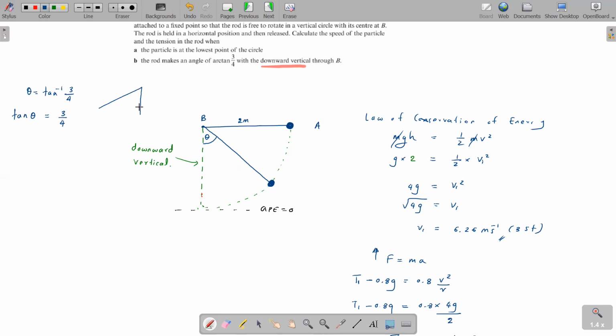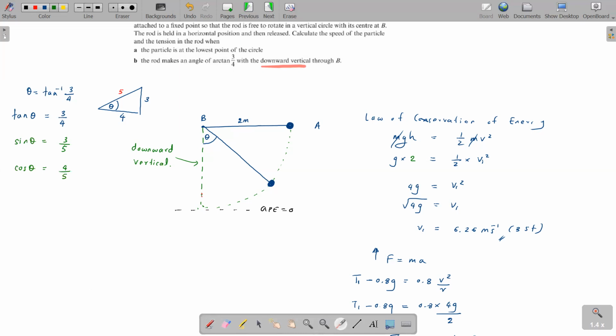So using this information, you can find sine theta and cos theta. Tan theta is opposite over adjacent, 3 over 4. Opposite is 3, adjacent is 4. This is M1, where you just have the ratio and you can use the Pythagoras theorem. You can calculate the hypotenuse, square root of 3 squared plus 4 squared, that's 5. Sine theta is opposite over hypotenuse, 3 over 5. Cos theta is adjacent over hypotenuse, 4 over 5. Is that okay?